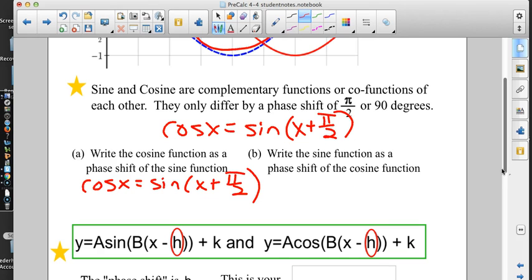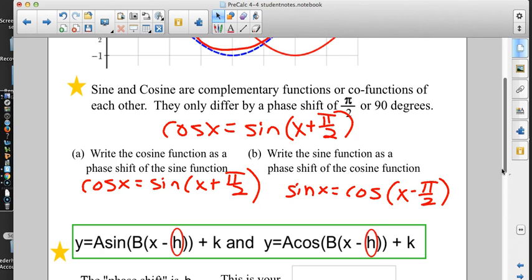Write the sine function as a phase shift of the cosine function. So they reversed it. So if we had to go to the left to get this one, which way are we going to get the other one? To the right, yeah. So it'll be x minus. So sine of x equals cosine of x minus pi over 2. And again, that's called a phase shift.